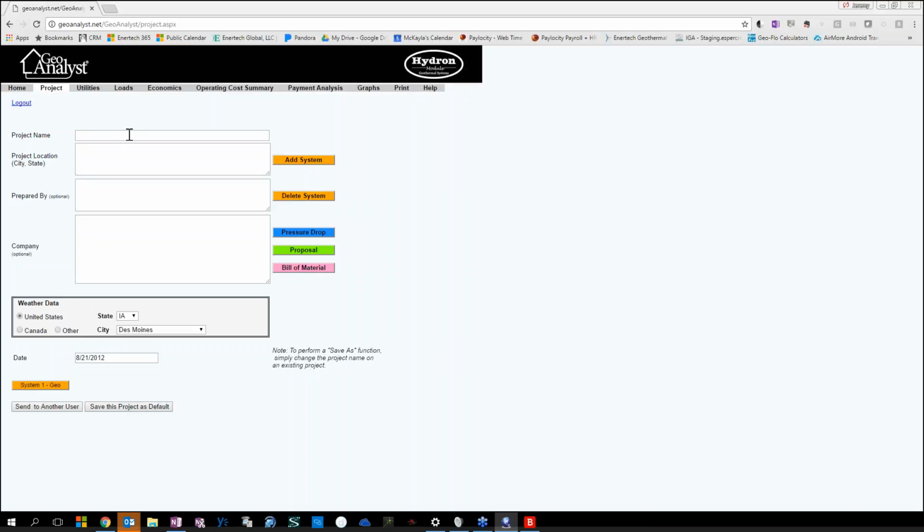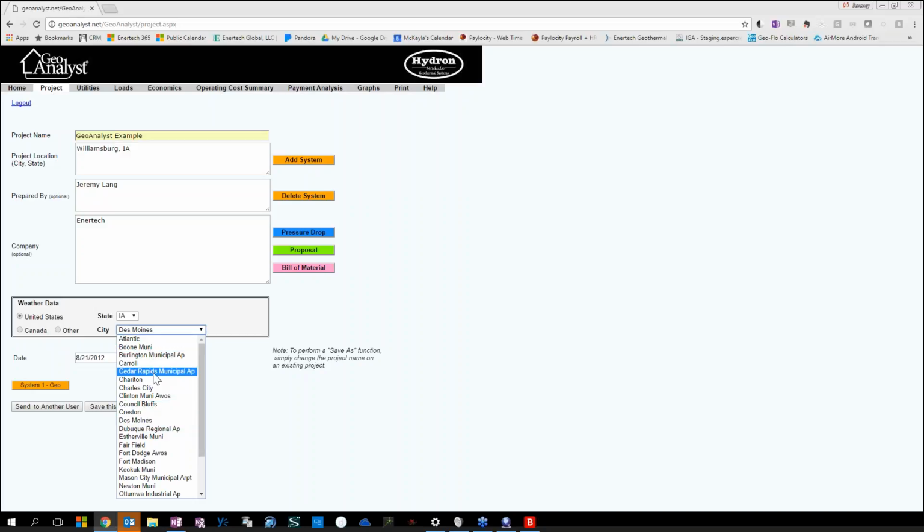That is step one. Step two is to open up the GeoAnalyst program and simulate your project. So here we're going to go with GeoAnalyst Example. This is my location here. Just type a little bit of basic info in here. On your weather data screen, obviously I'm going to select United States, Iowa, and for this example I'm going to go with Cedar Rapids Airport. So this is the location of your project.